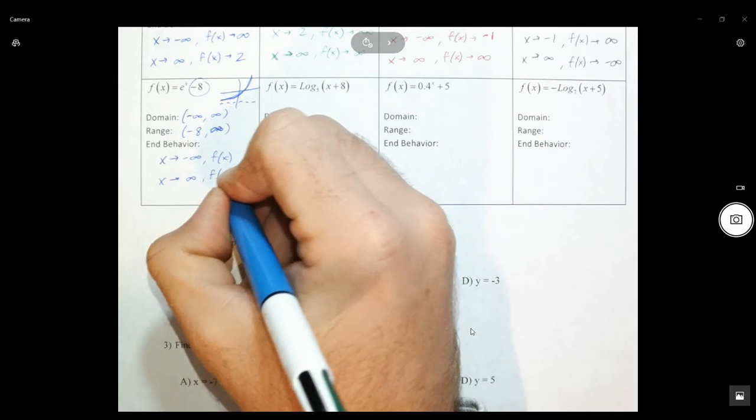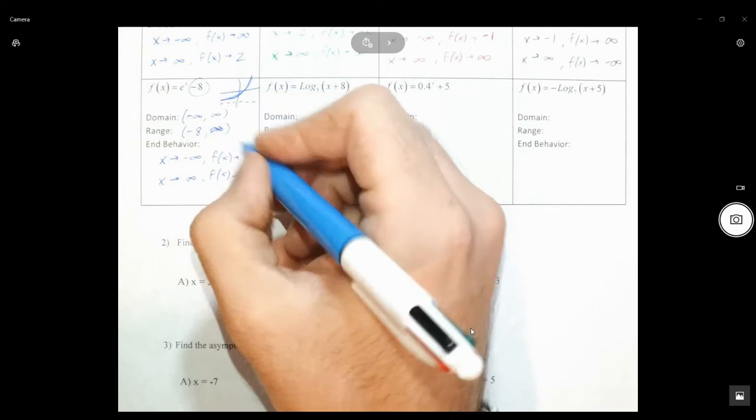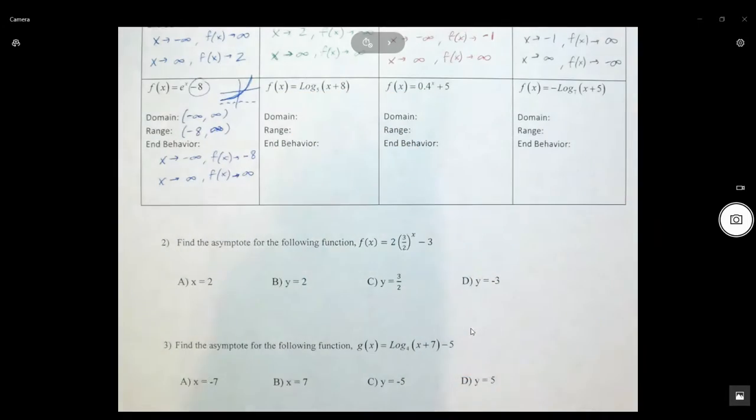Just go ahead and get it set up with your domain values and then match them up. As you go left, you're going to this -8. As you go right, you're going up forever. Okay, for this next log function.